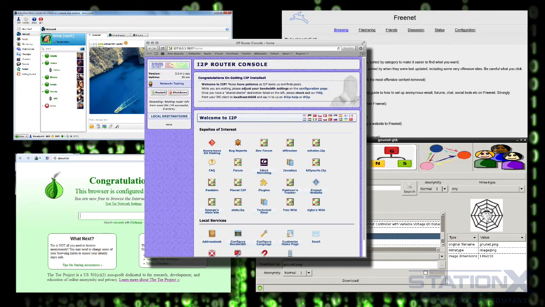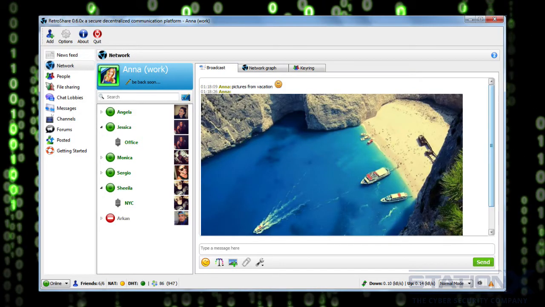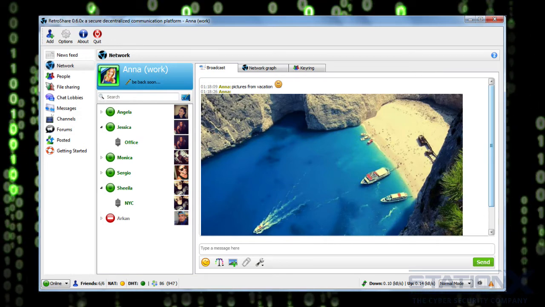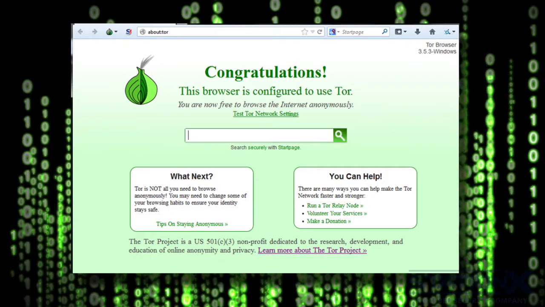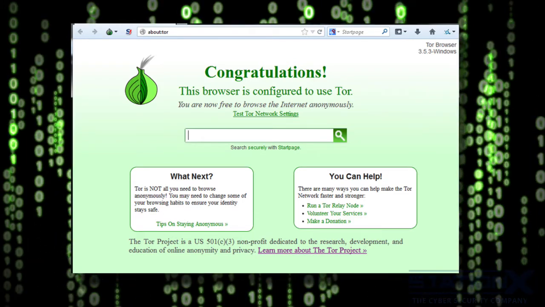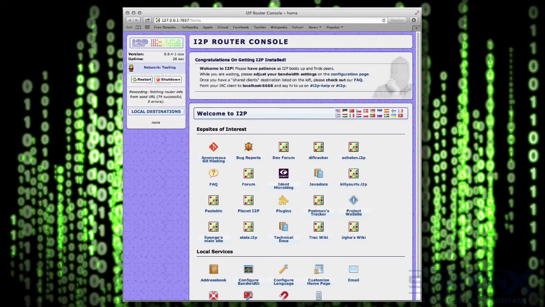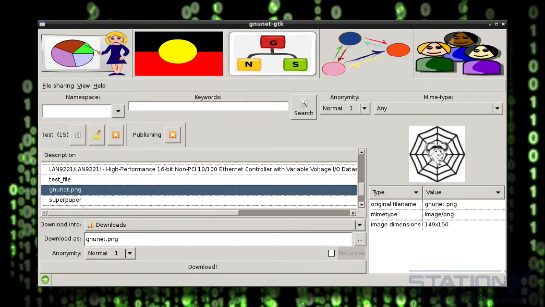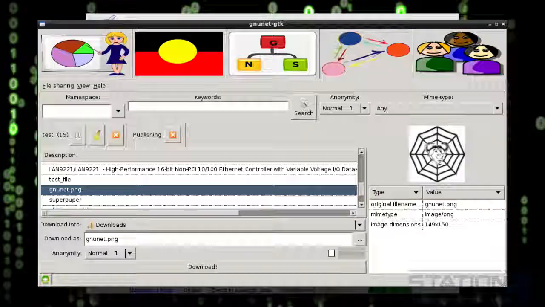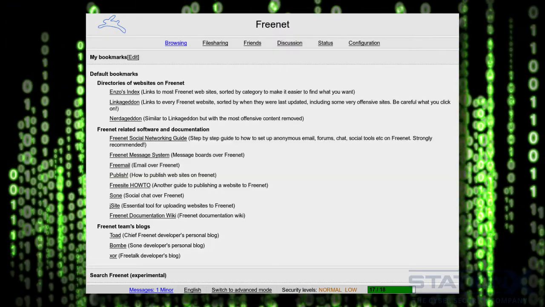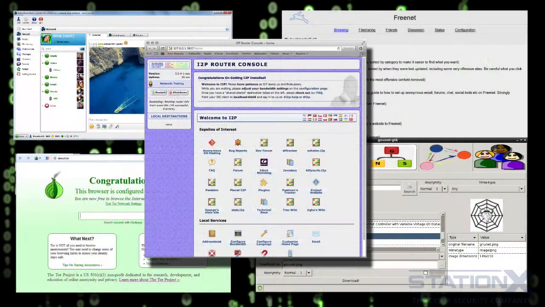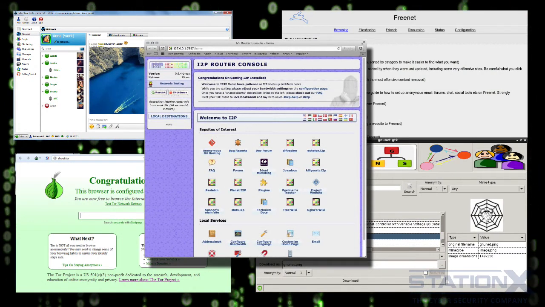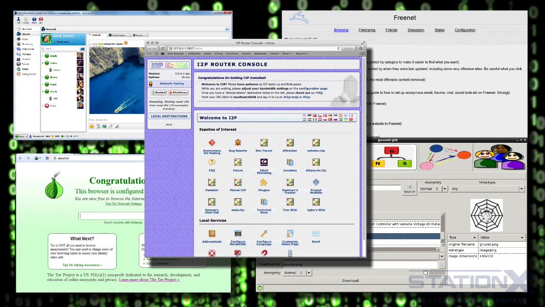Example darknets include RetroShare, which is a file-sharing peer-to-peer or friend-to-friend network. You have other networks like Tor, which is very common and very popular. You have I2P Anonymous, which is becoming more popular. You have the GNUnet framework and the Freenet project, all needing special software to access, which is available on their corresponding sites. The interfaces to these you can see here on the screen.